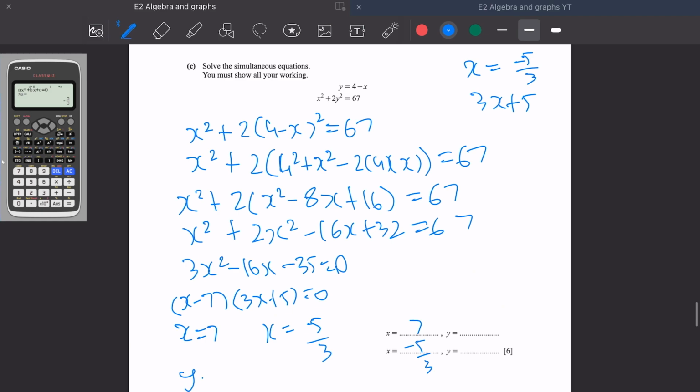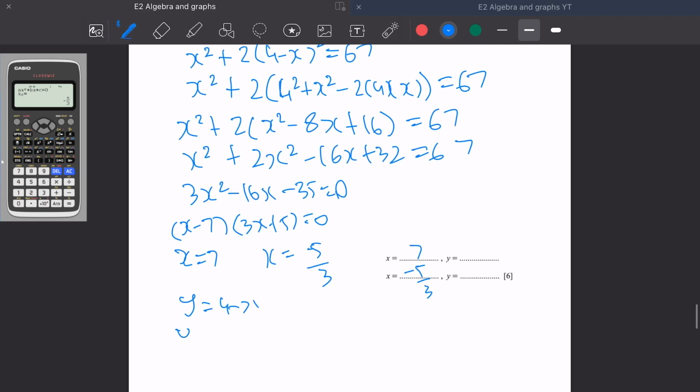So y is equal to 4 minus x. When x is 7, y is 4 minus 7, which is minus 3. Y is equal to 4 minus x. When x is minus 5 by 3, we get 4 plus 5 by 3. So that's 17 by 3.